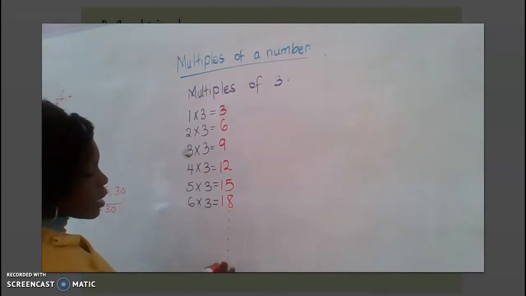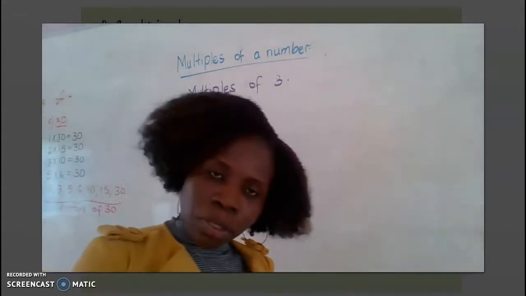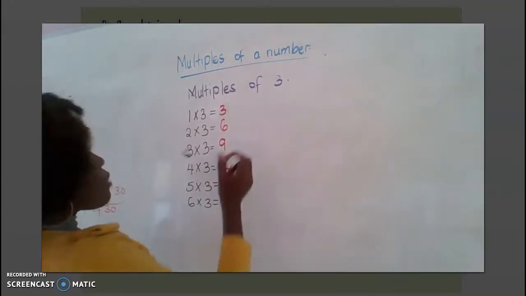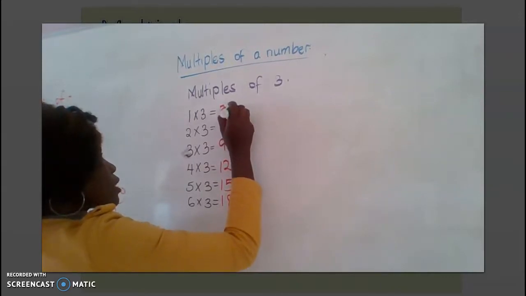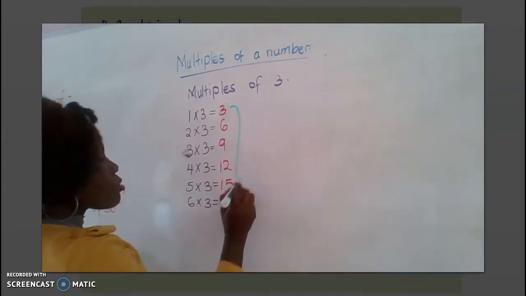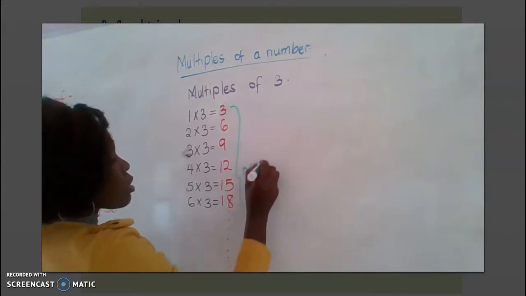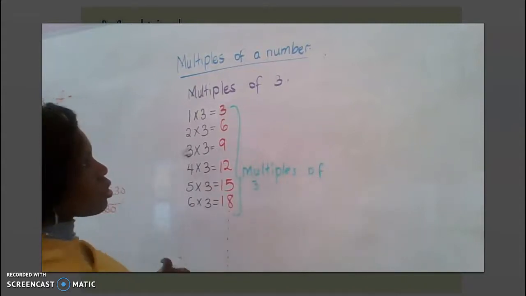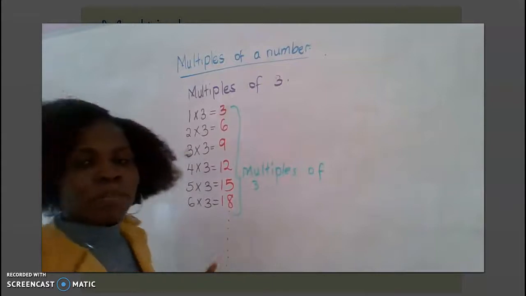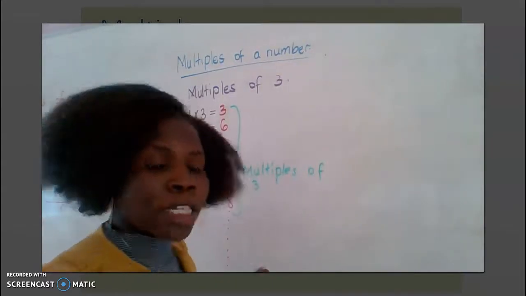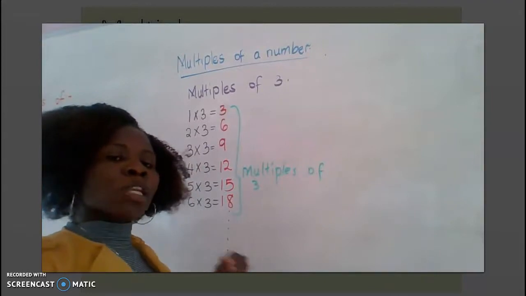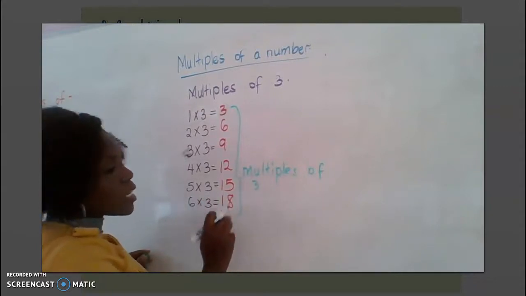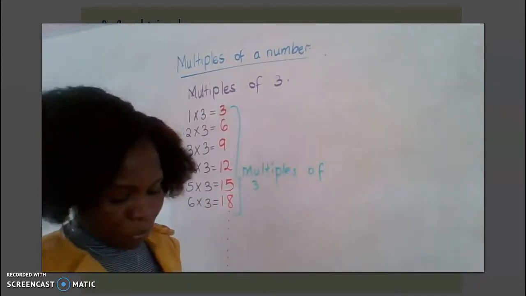So the list is endless. You can never get all the multiples of a number. They are endless. So the numbers that are written in red, these answers are what we call multiples of 3. These are numbers that 3 can divide completely. So 3, 6, 9, 12, 15, and 18 are multiples of 3.